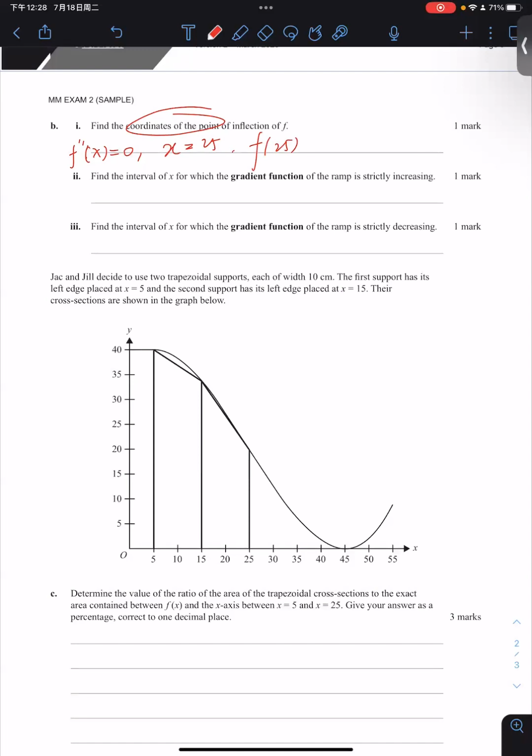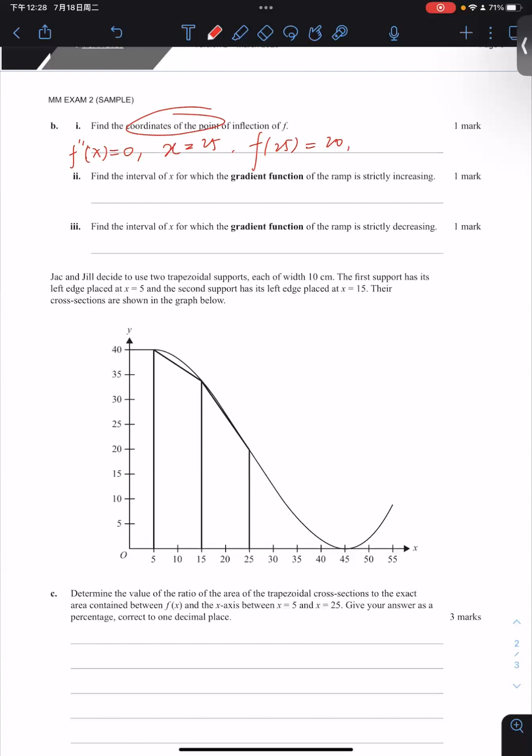This kind of process can sometimes trip you up, all right? You should understand the first step is the second derivative. After you solve the equation and have the x value, you should substitute back into the original function, which gives f(25) equal to 20.